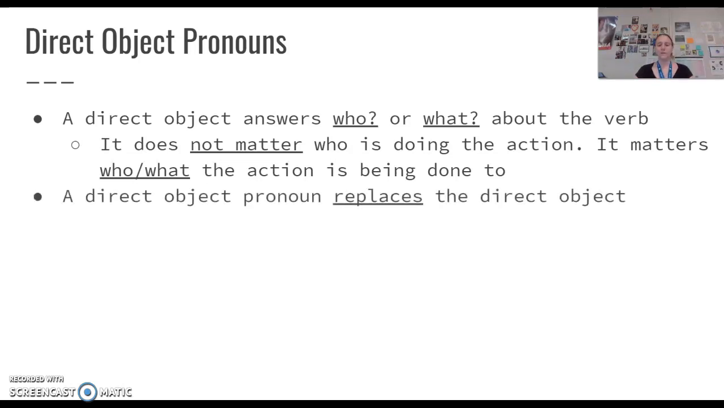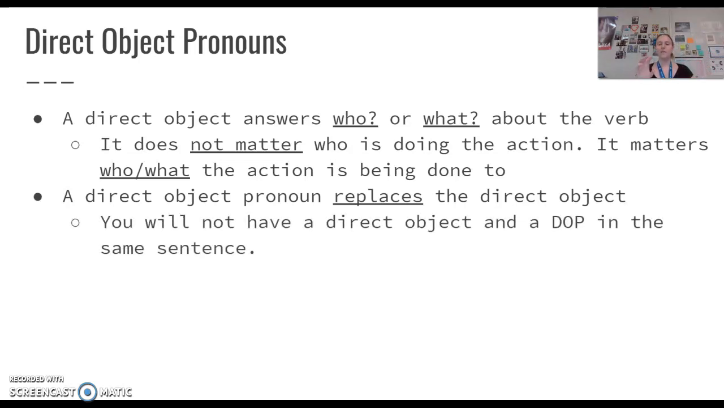Your DOP is going to replace the direct object. So if you don't want to say, "I bought the shoes at the store. I bought the shoes on Tuesday. I bought the shoes for so-and-so," you want to eventually say, "I bought them." "Them" is the DOP. So you're never going to have a direct object and a direct object pronoun in the same sentence, because the DOP replaces the direct object.